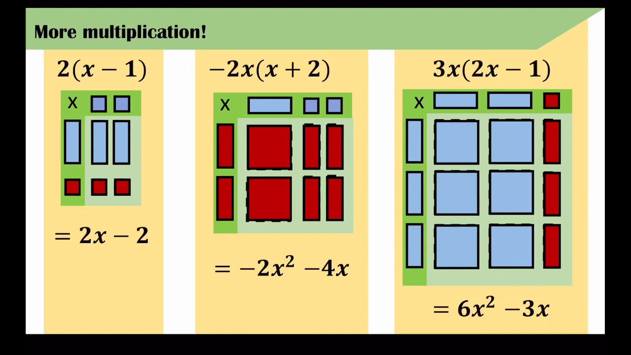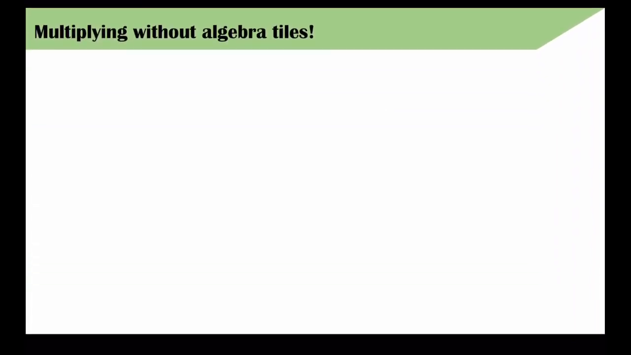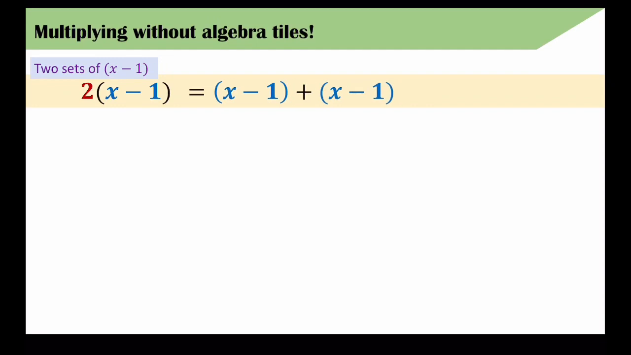So we have 6x squared minus 3x. Multiplying without algebra tiles. So I've taught you how to multiply with algebra tiles. It's kind of annoying to multiply without them. I'll show you why. So this is saying 2 sets of x minus 1. That's what multiplication is. It's sets of. So we have 2 sets of x minus 1.